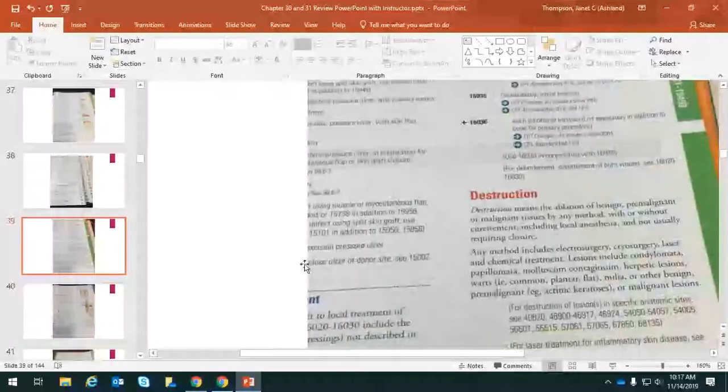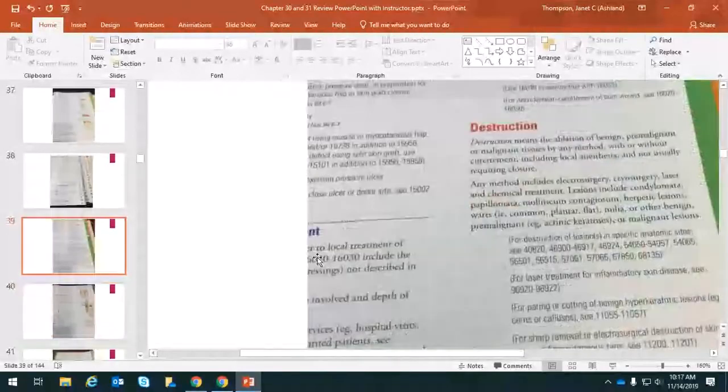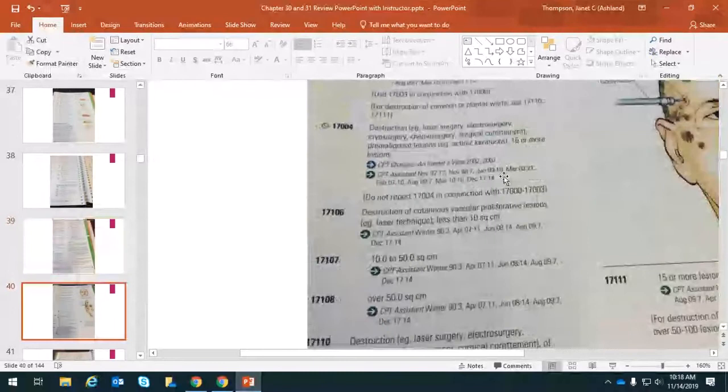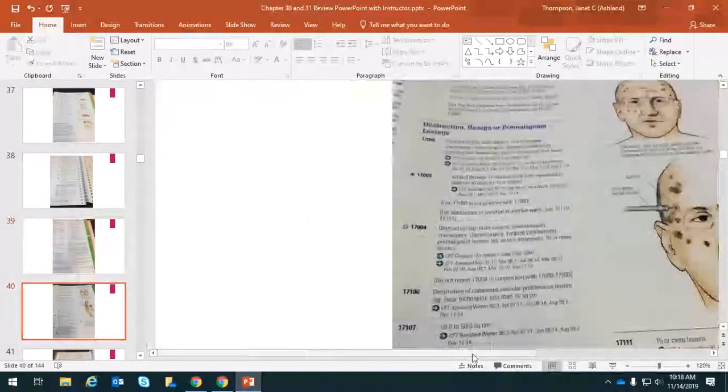All right, I'm going to move on to another section called destruction. It's actually on the next page over from pressure ulcers. That same page has treatment for burns as well. Destruction is using a method, electrosurgery, cryosurgery, or freezing, laser, or chemical treatment. It is completely destroying, like it says, destroying a lesion, but it's not excising it. So this is destruction for benign or pre-malignant lesions.